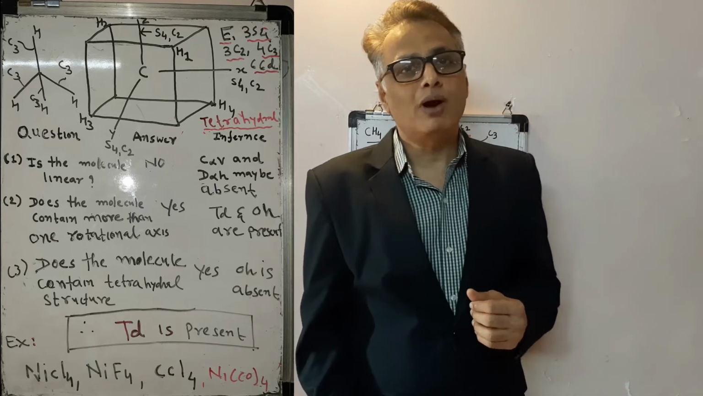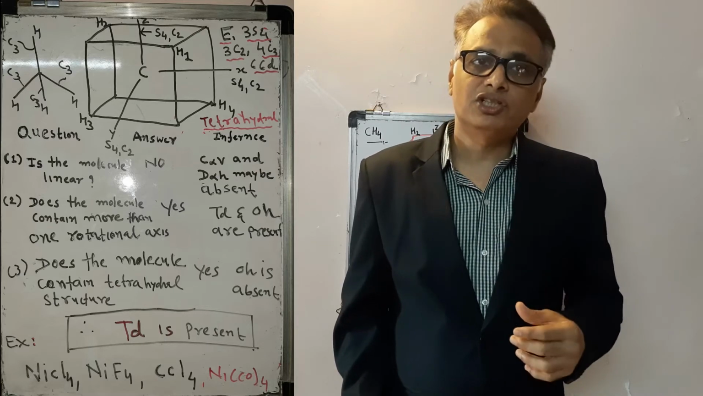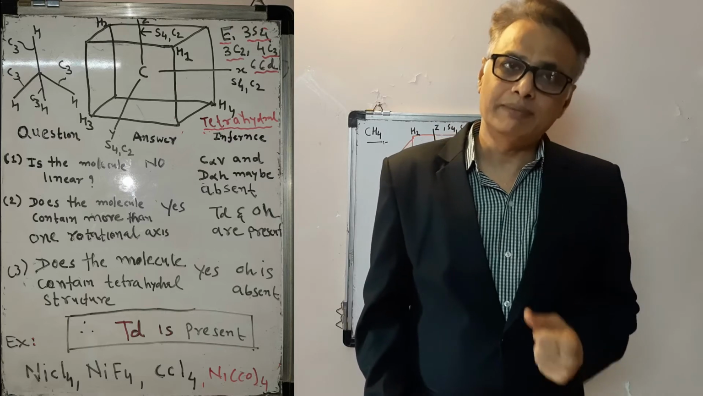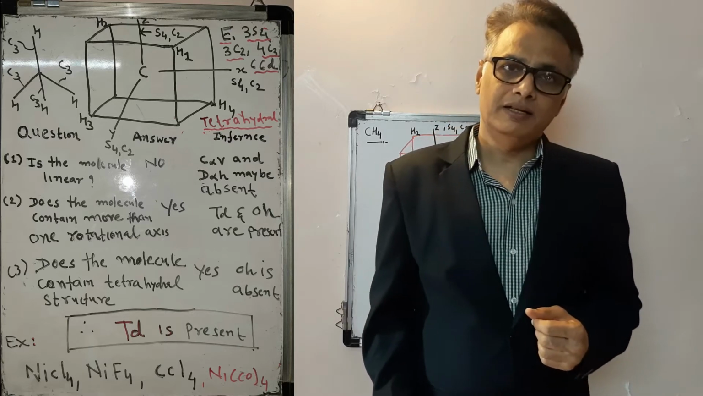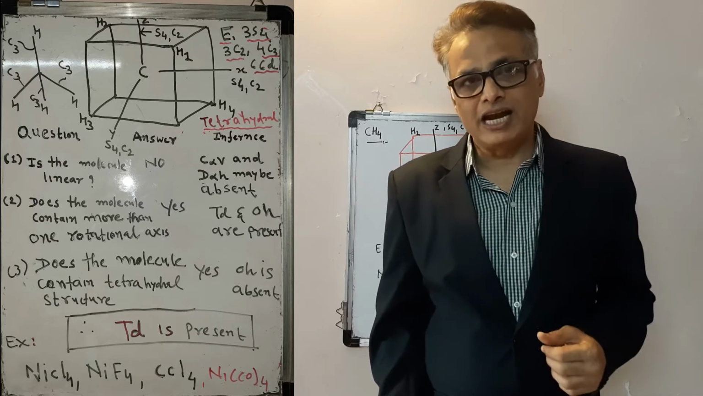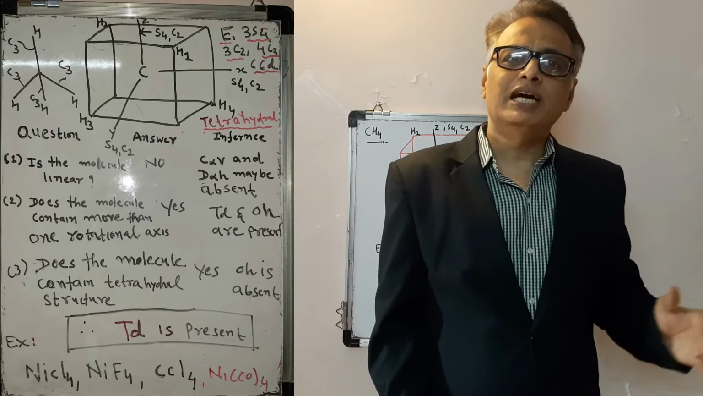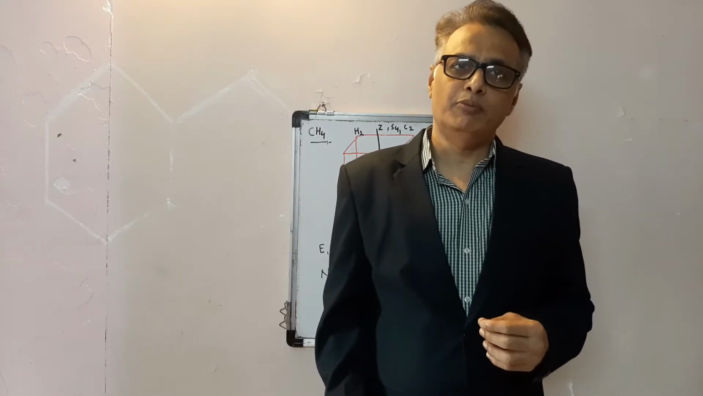Third question we are going to ask: is the molecule having tetrahedral structure? Answer is yes. That means octahedral is absent. So the point group of this molecule is tetrahedral. So CH4 is having tetrahedral point group. Now, which are the molecules which have the same type of tetrahedral point group?